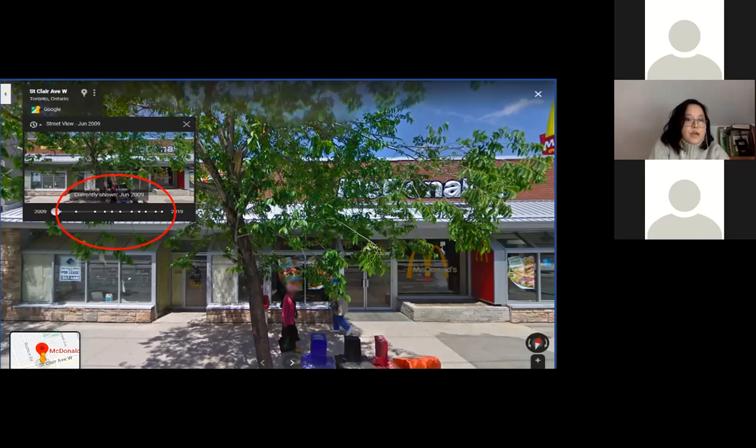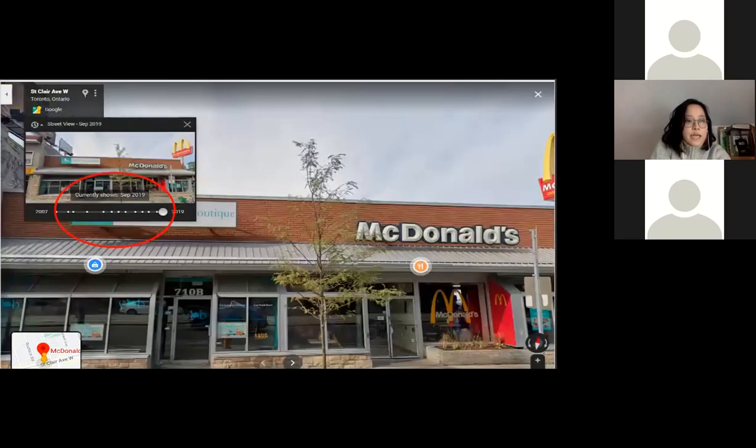So if I click on this history where the red circle is, I can see the exact same site in 2019. In this case, that tree we saw in the 2009 view is no longer here. It died and was removed and replaced by this tree. You can see that each white dot on this timeline represents a different year available, allowing the observer to step through and see when that 2009 tree disappeared.